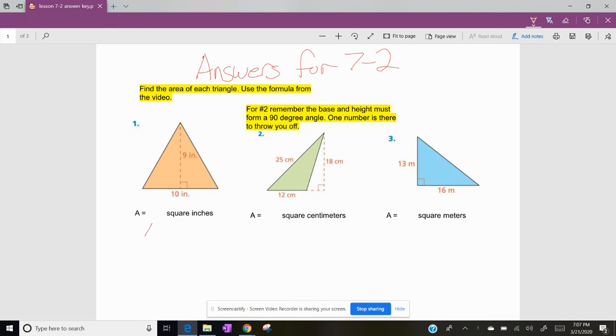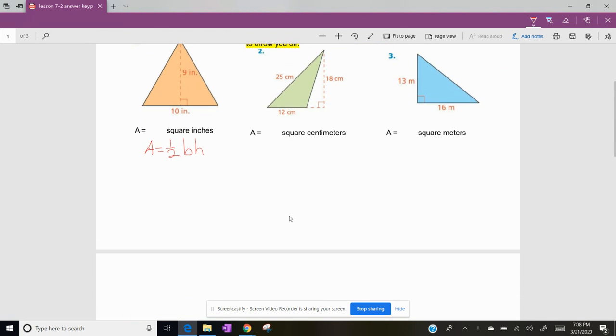The formula is area equals 1/2 base times height. Scroll down a little. So this first one, I'm still going to write the formula. Area equals 1/2 times, it looks like the base is 10, times the height. Remember the base and height always form a 90-degree angle, so the height's 9.